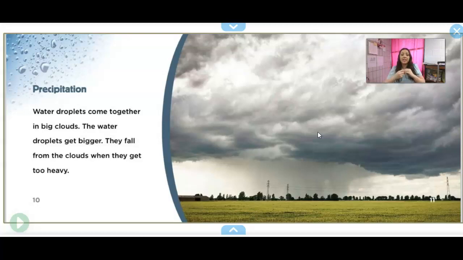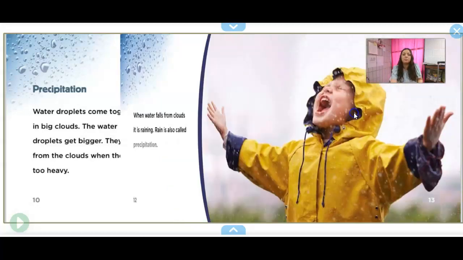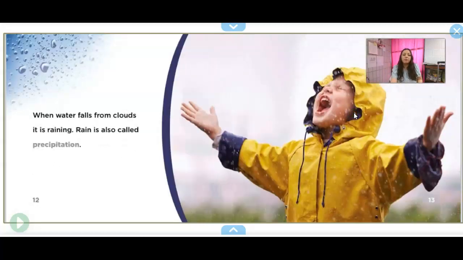Water droplets come together in big clouds. The rain droplets get bigger. They fall from the clouds when they get too heavy. And actually, you can see the rain falling down from this cloud. Now look at this cloud. This is one of those fluffy clouds that builds higher and higher. So this is called, remember, a cumulonimbus cloud, because it's going to be that heavy rain and storms. When water falls from clouds, it is raining. Rain is also called precipitation.